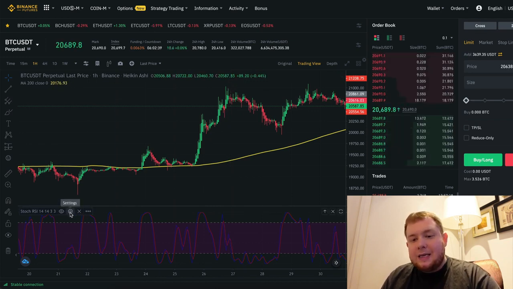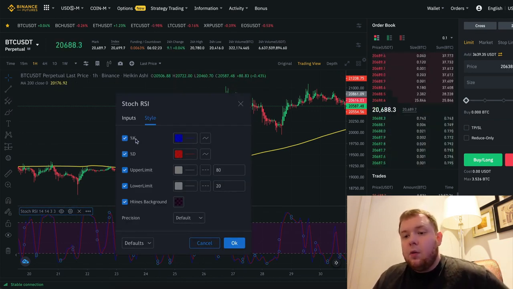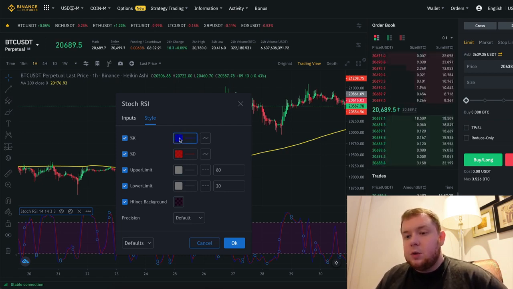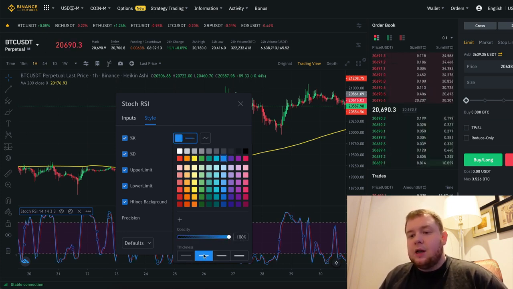We then click settings, and we want to adjust this just a little bit. So we want to change the colors a little bit on the percent K line, which is the first one. The blue line is the percent K line. We want to change this to a blue right there. Increase the opacity to 100%, and then we want to click to make the thickness a little bit thicker.